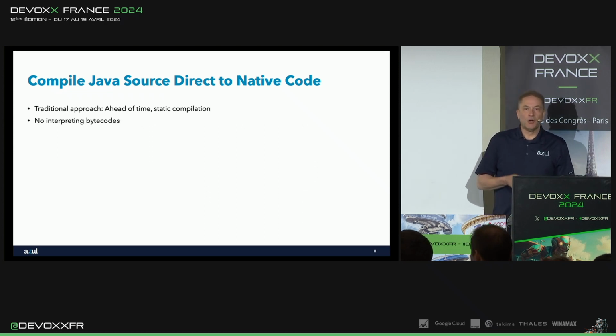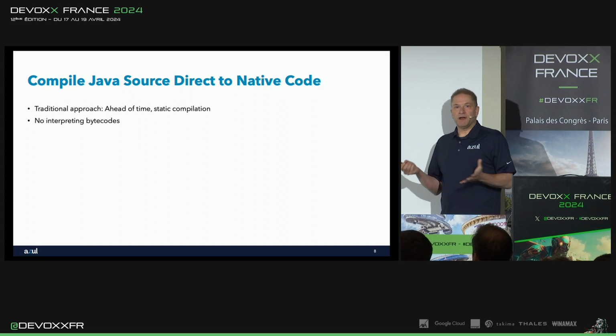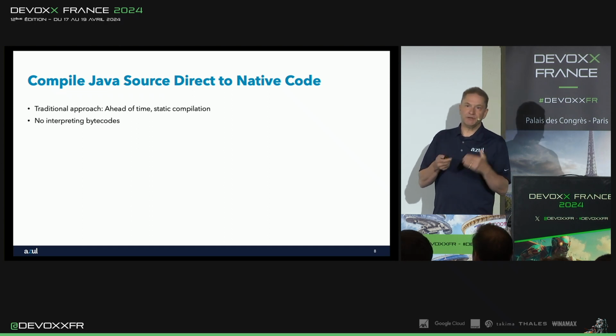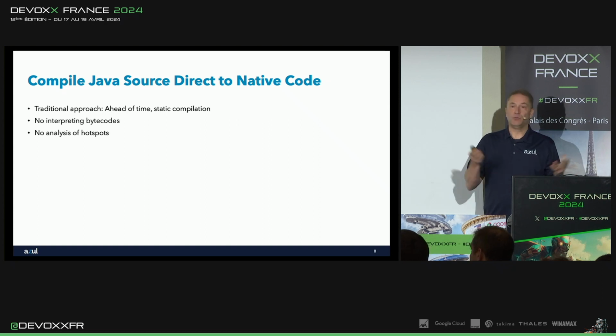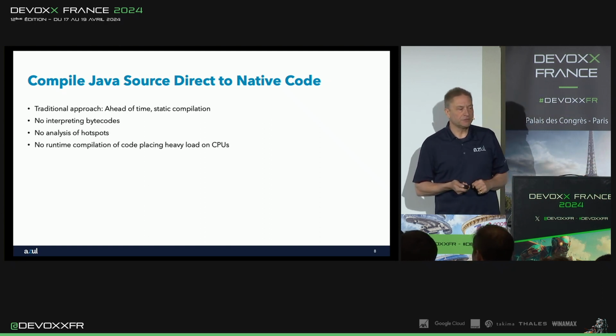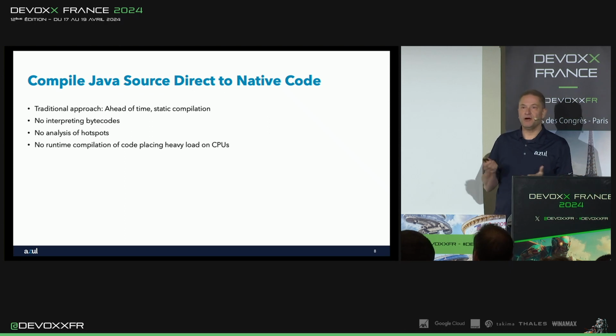Okay. This solves a lot of problems for us. We don't have to interpret bytecodes. That means we don't have that slow section that we have at the beginning of our graph. We don't have to analyze for all those hotspots. We don't have to do any runtime compilation.